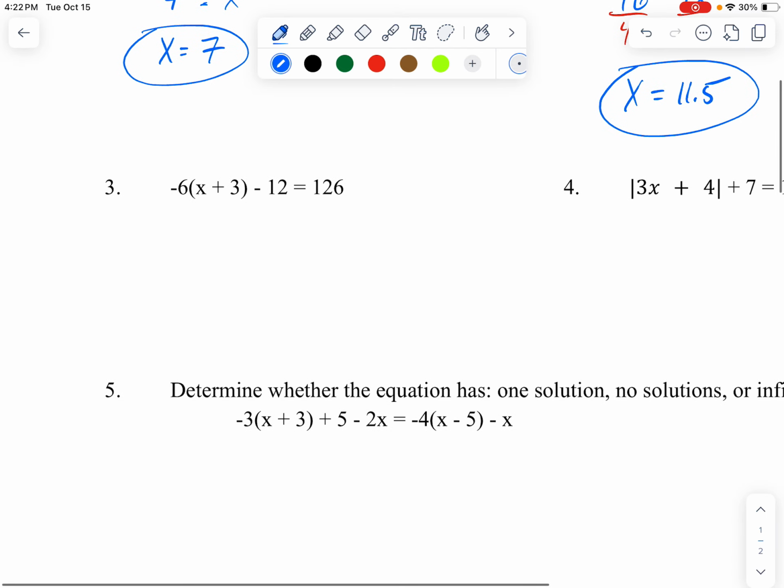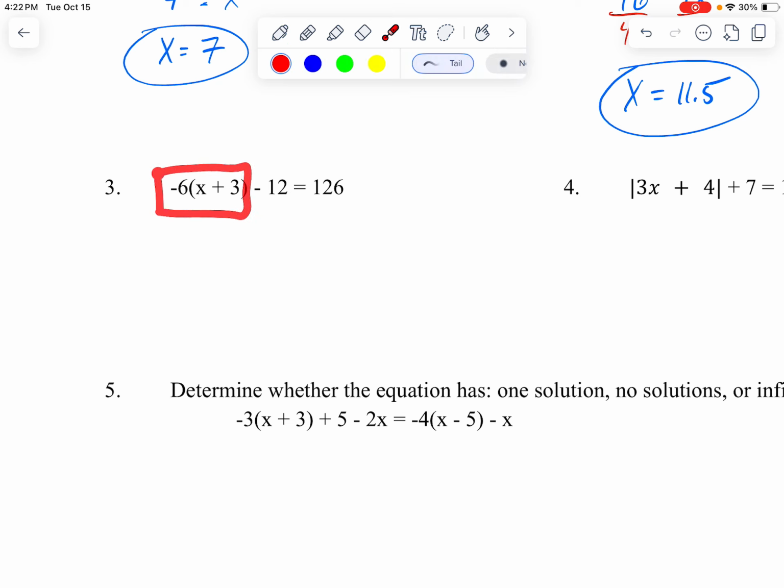Moving on. Number 3, now we're getting to a place where we have to do some distribution and some combining like terms. So remember, when we have this notation where we have the parentheses and a number outside, that tells us we need to distribute. So that's multiplying negative 6 times x and negative 6 times 3. So we would end up with plus a negative 18 here. I'm just going to write that as minus 18, because that really means the same thing.